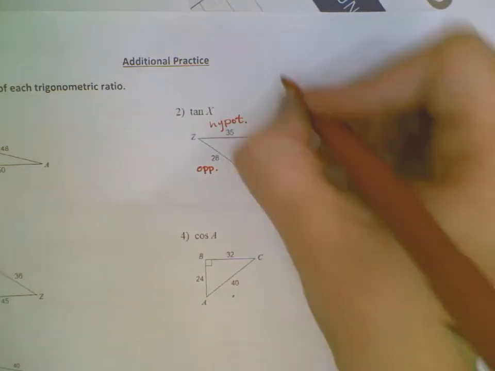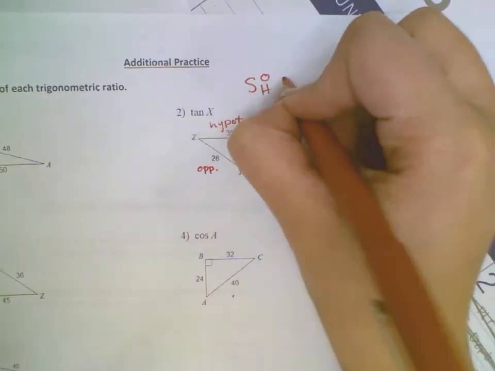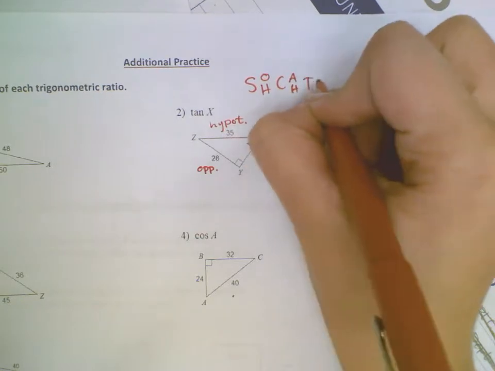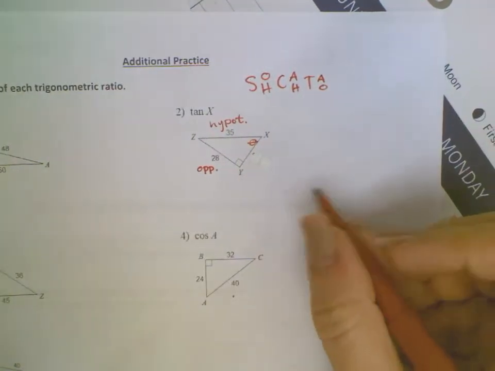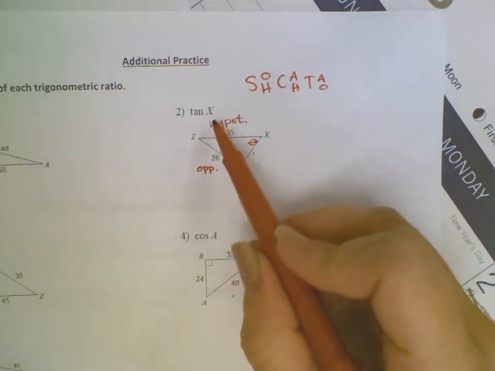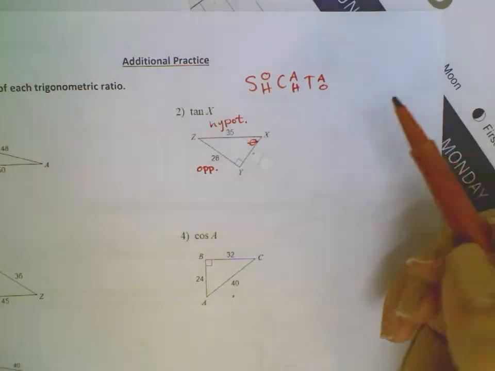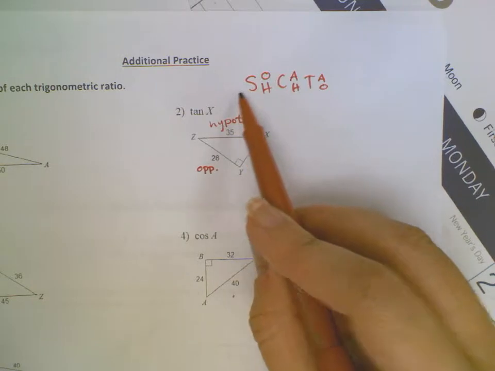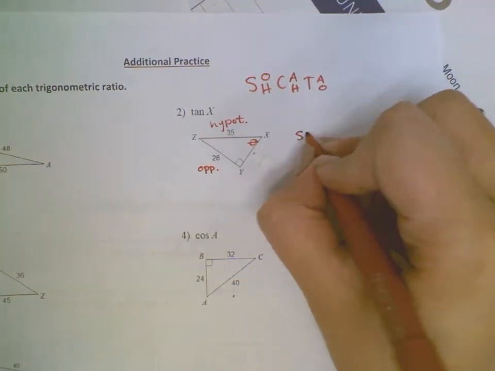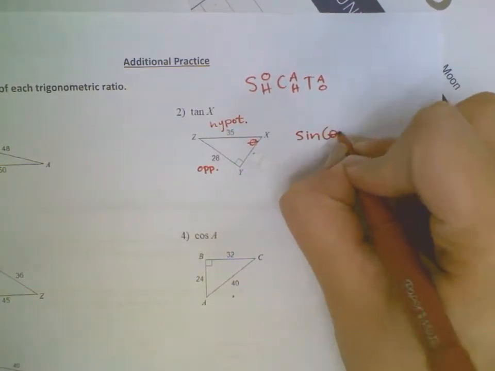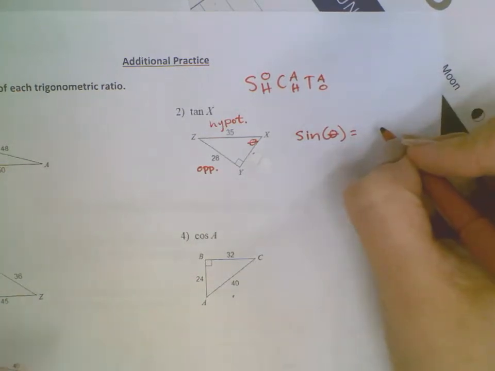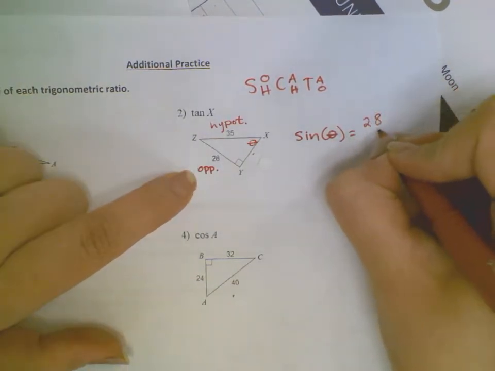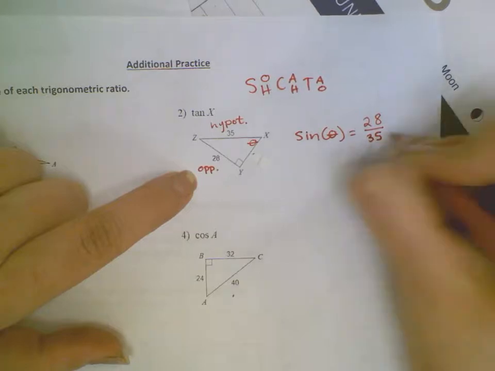So if I have SOHCAHTOA, I have opposite and hypotenuse. So using opposite and hypotenuse would be sine. Opposite, hypotenuse, so that must be sine. So I know that sine of theta is equal to opposite, 28, over the hypotenuse, which is 35.